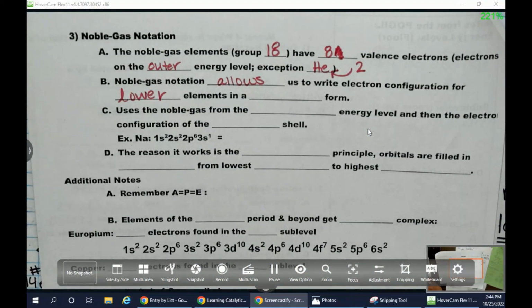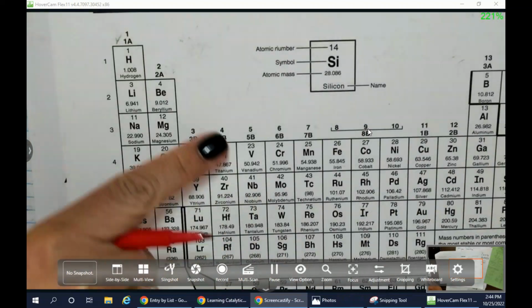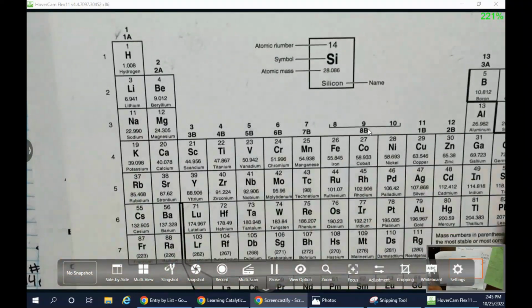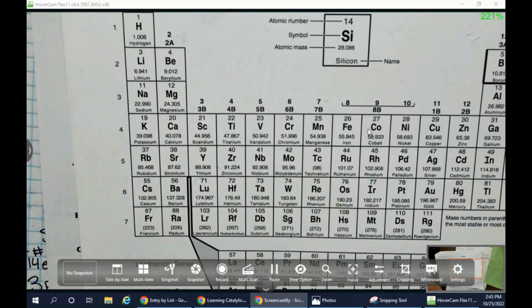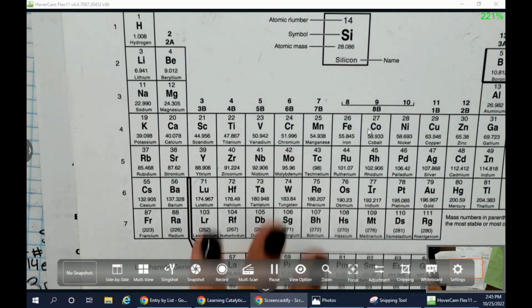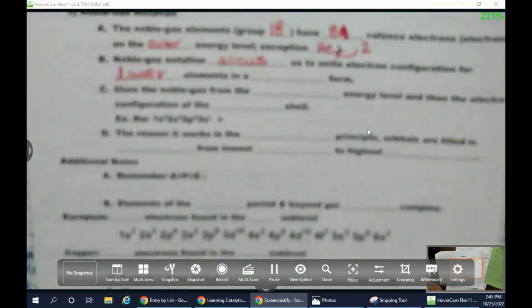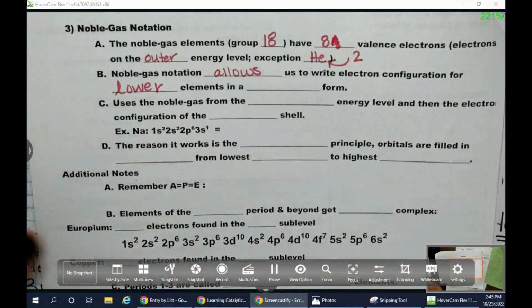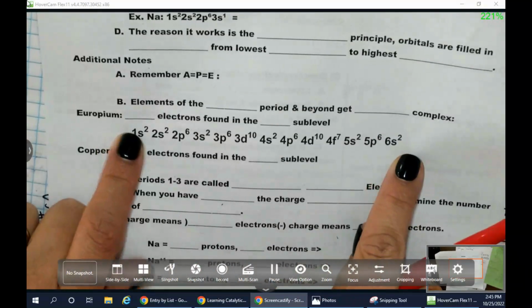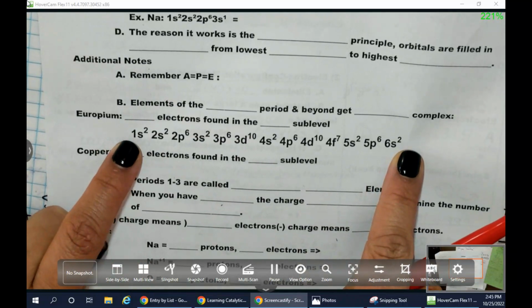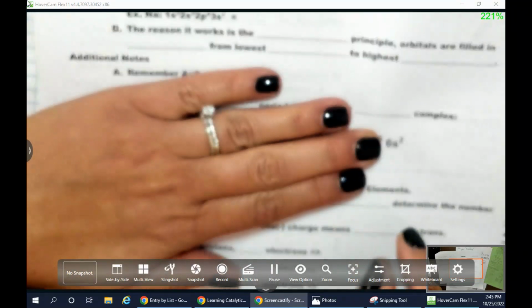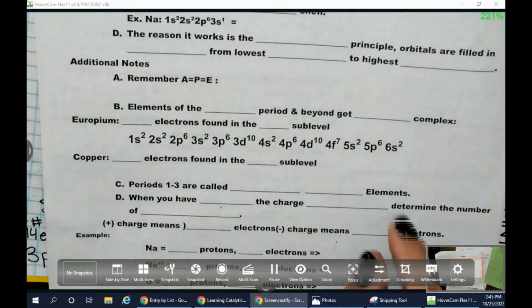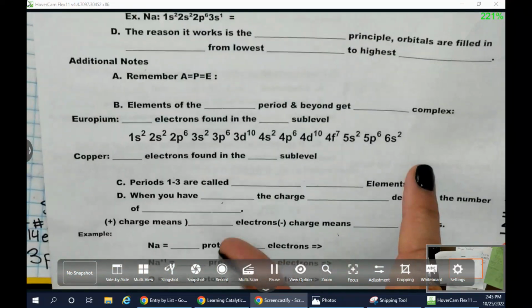But what I mean by lower is that on your periodic table, the ones that are below energy level number 4. Okay, so the higher energy levels down here, those are the ones that get kind of complicated. So we tend to use noble gas notation so that we don't have to write that entire electron configuration like this, right? This is an example of europium. Wouldn't it be nice to just take all of that away and just have 6s2? Yeah, right? So that's what we do. Okay.